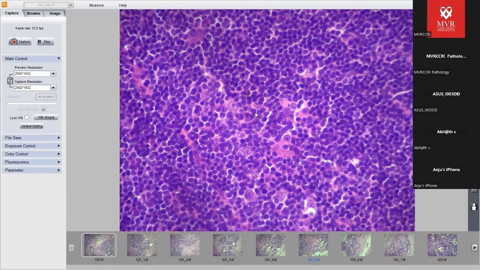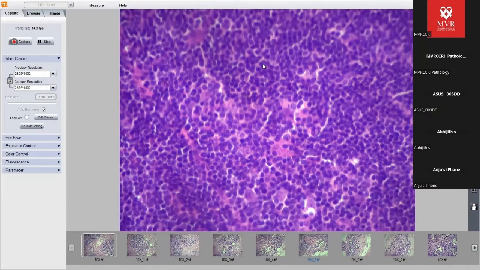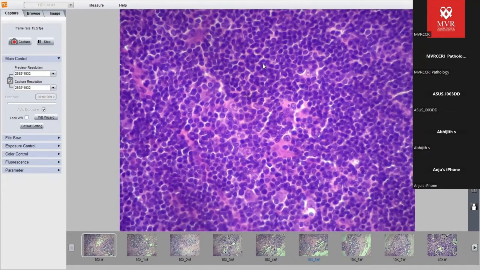Nodules, okay, fine. But could it be NLPHL? Could it be lymphocyte predominant Hodgkin lymphoma? Because I hardly see any histiocytes, I hardly see any plasma cells, eosinophils or neutrophils. The background is quite lymphocyte-rich. So my differential could be an NLPHL or a lymphocyte-rich classic Hodgkin lymphoma. So how are we going to differentiate?